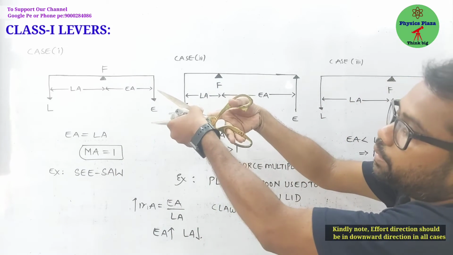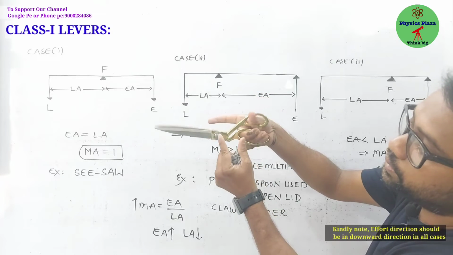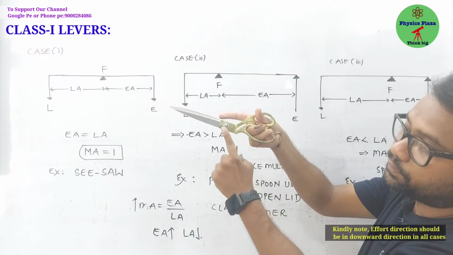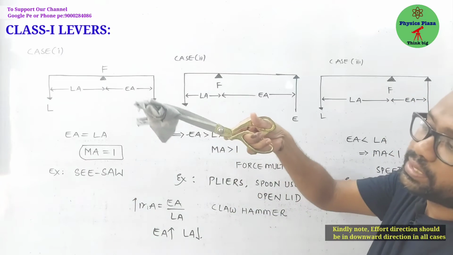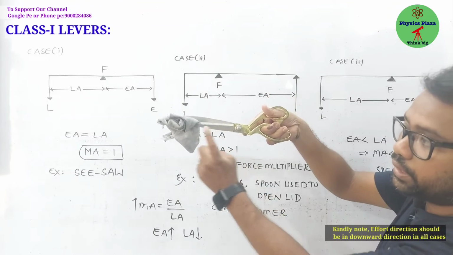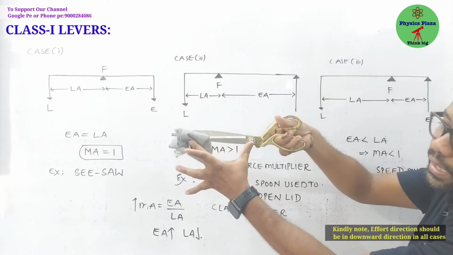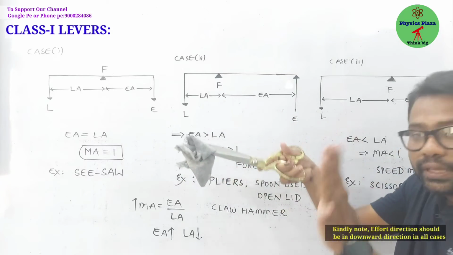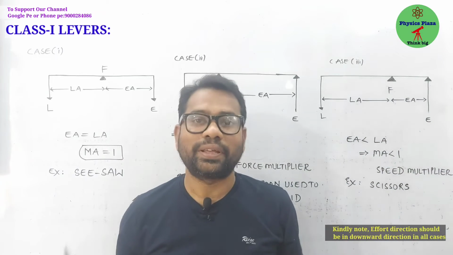Yes, this is a point where I am putting the effort. Now this is a fulcrum. So look here, this is the effort arm, children. The point where I am applying the effort is the fulcrum, this is the effort arm, and here is the load. If you can see here, this is the fulcrum position, here is the load. So the load arm is greater than the effort arm. If the load arm is greater than the effort arm, then the mechanical advantage will be less than 1, and it behaves like a speed multiplier.